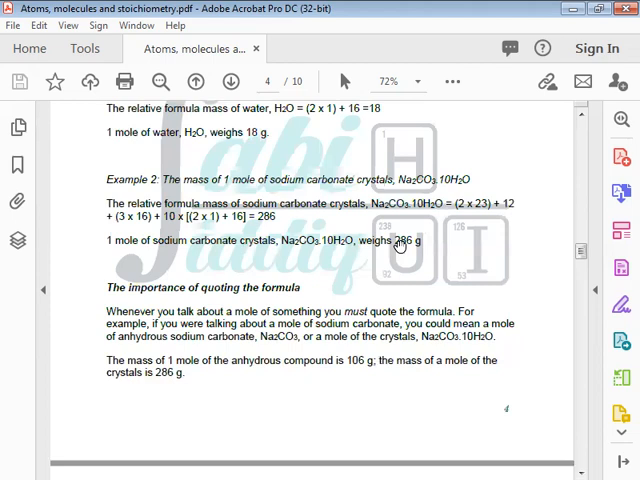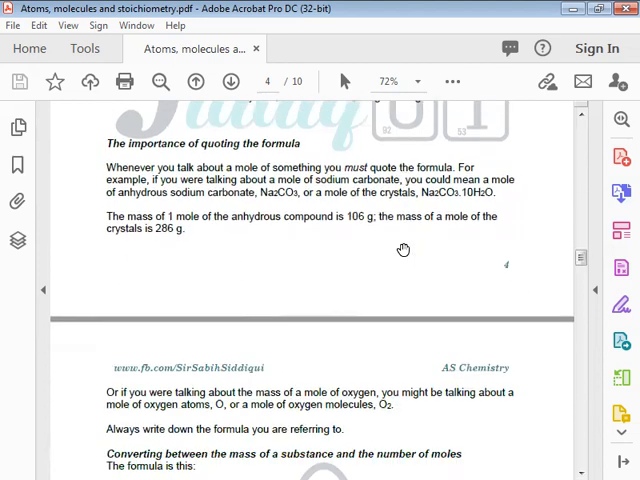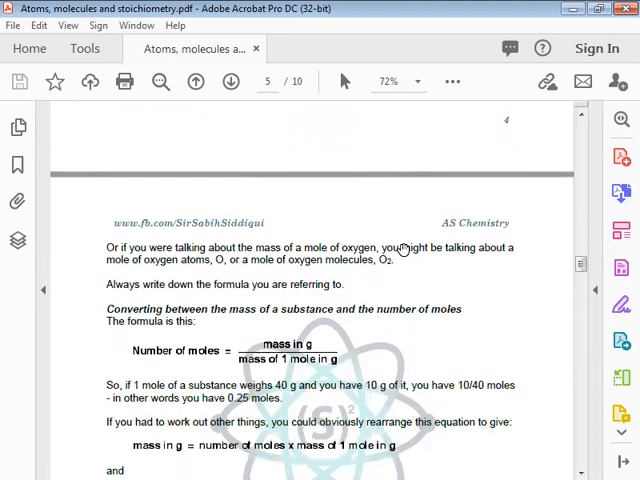Just think and respond. If I halve the mass, I know that 286 grams has 1 mole of particles. If I halve the mass, will I get half the mole of particles or not? Same, using the ratio technique, we can figure out the number of moles, which is mass in grams divided by mass of 1 mole in grams. What is the easier way to write it?